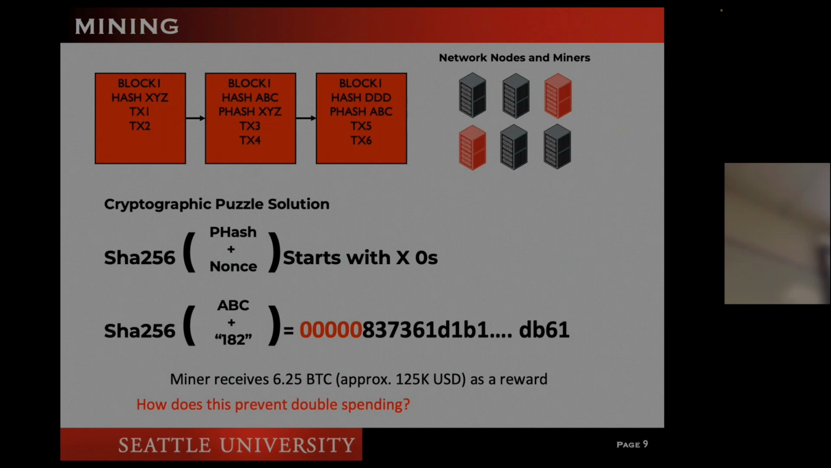It's encoded in the Bitcoin protocol. So in the code, it says you take the previous hash plus a nonce, and if it starts with X zeros, you solved the cryptographic puzzle we asked you to solve, and you get the right to create a block. There are lots of valid hashes.